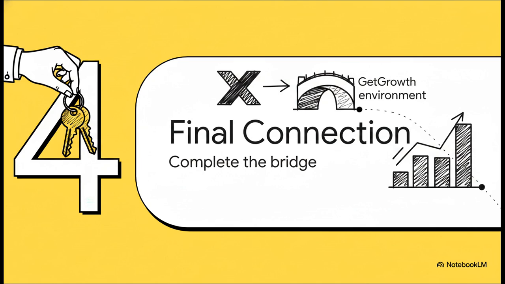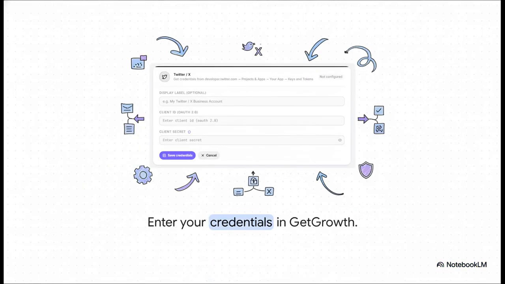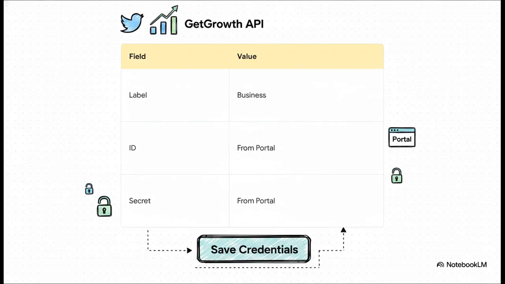Let's complete the bridge. Keys securely in hand, we're crossing back over into the GetGrowth environment. We are back in that connectors menu right inside the Add Credentials dialog we looked at a few minutes ago. And there they are, the exact empty fields waiting for the payload we just harvested. The loop is finally closing. We have our display label field, the client ID field specifically calling for the OAuth 2.0 format, and our client secret field. To map this out explicitly for deployment, here is exactly how you populate those fields.